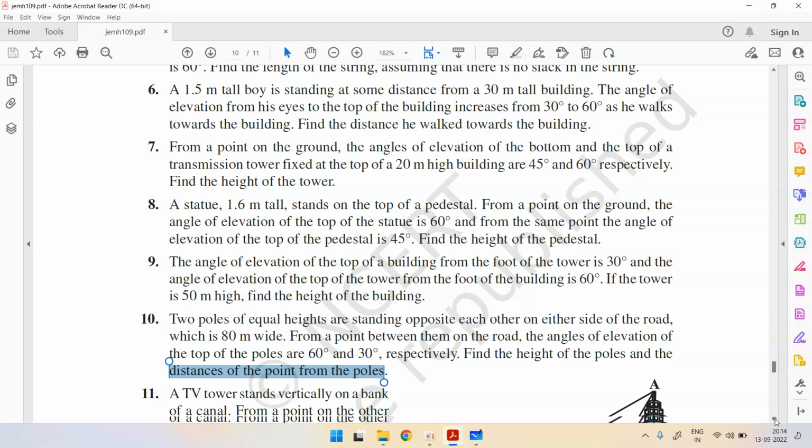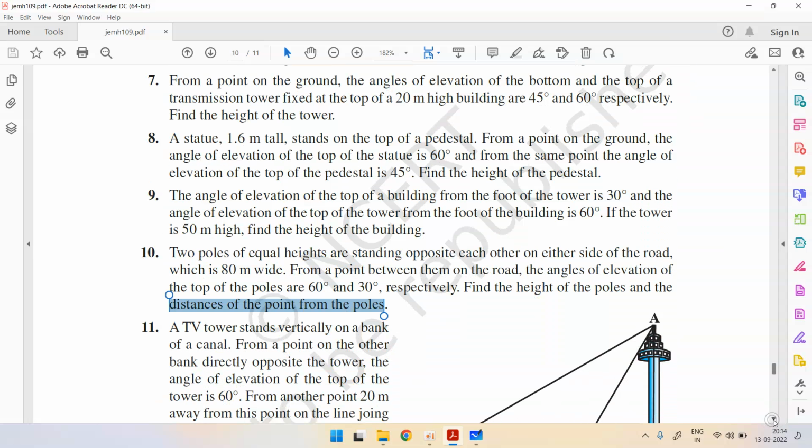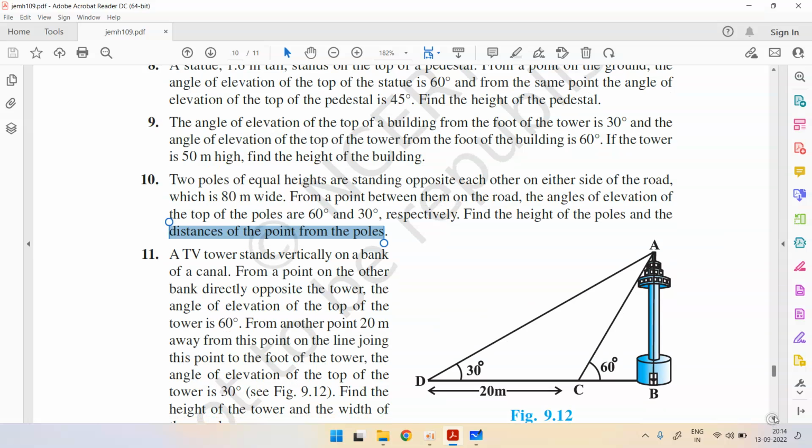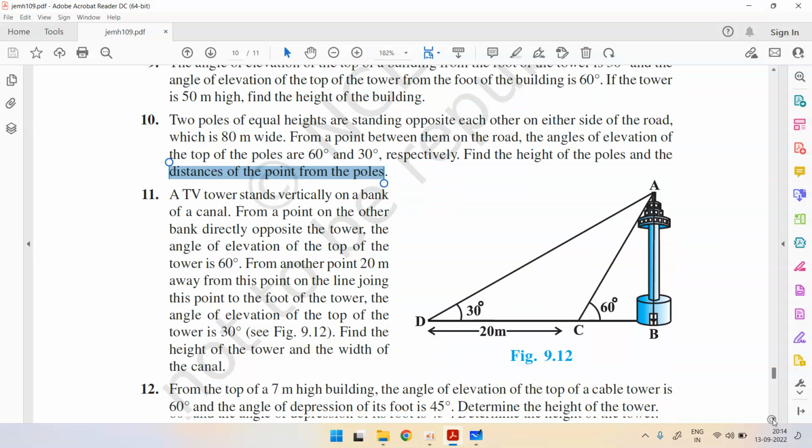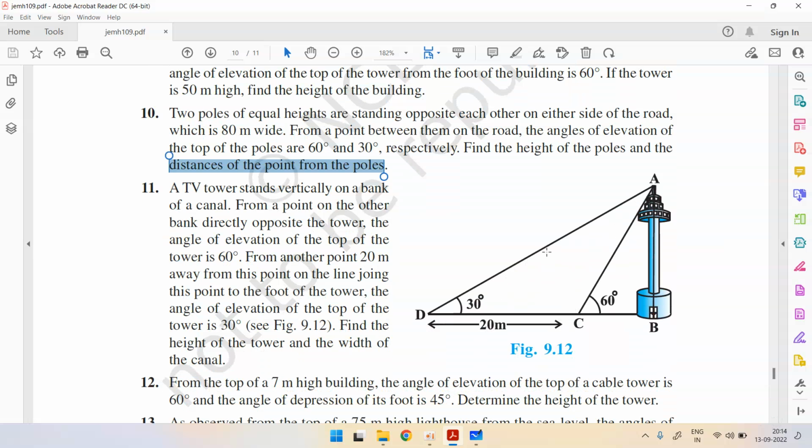Question number 11 says that a TV tower stands on the bank of a canal. From a point on the other bank, directly opposite to the tower, the angle of elevation of the top of the tower is 60 degrees. From another point 20 meters away from this point on the line joining this point and the foot of the tower, the angle of elevation of the top of the tower is 30 degrees. Find the height of the tower and the width of the canal.